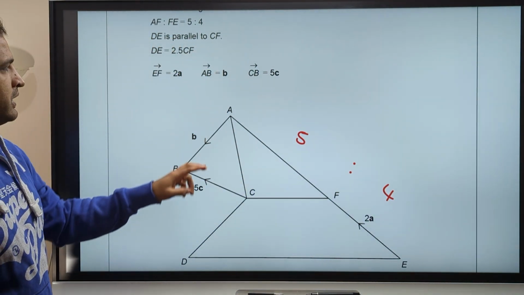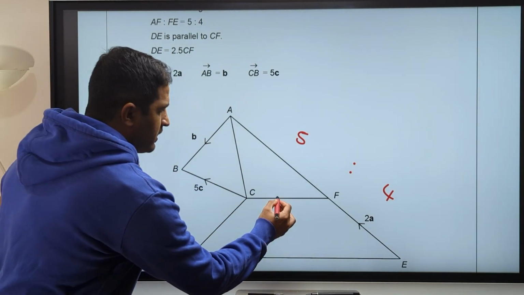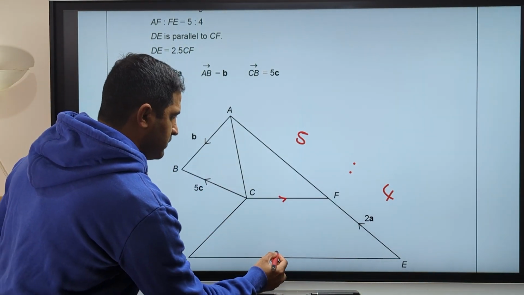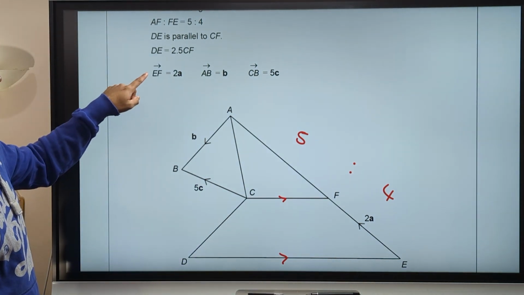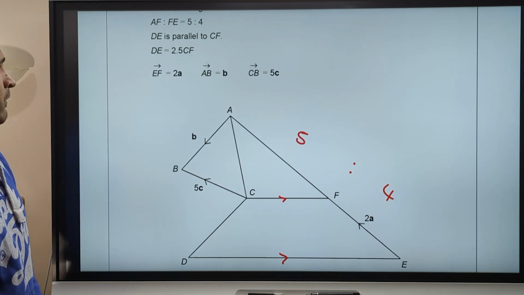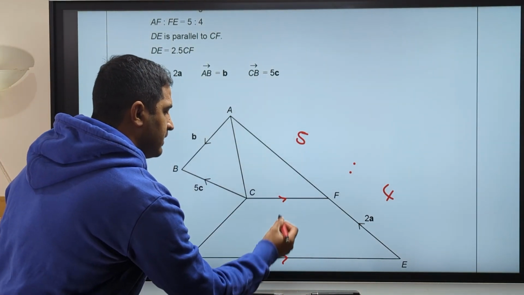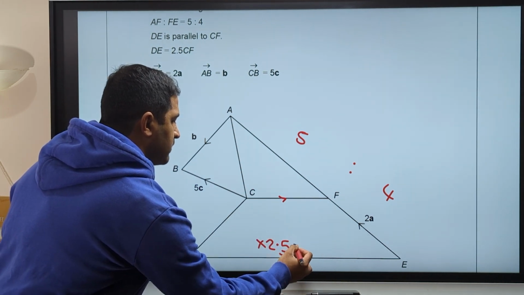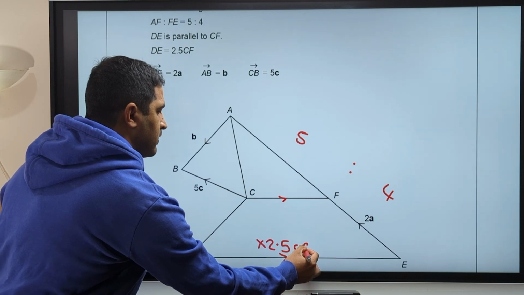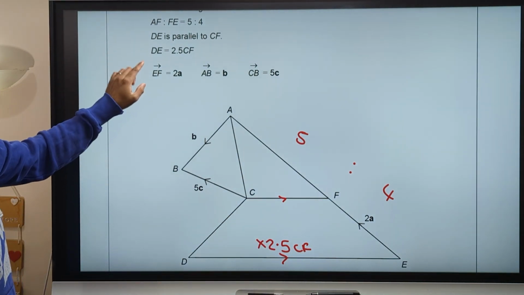DE is parallel to CF. So let's just put that down. DE is parallel to CF, so these two lines are parallel. DE is 2.5 times CF. So whatever that length is, this is 2.5 times bigger. I'm putting it on there so we can actually use it.